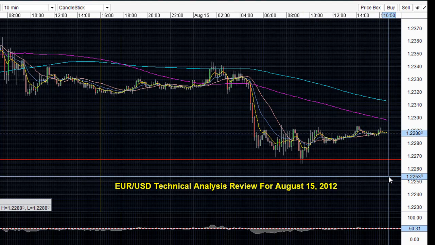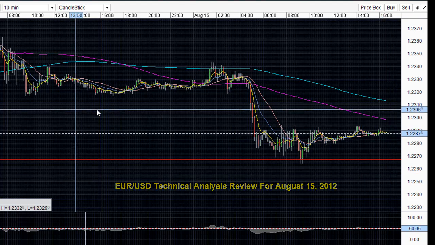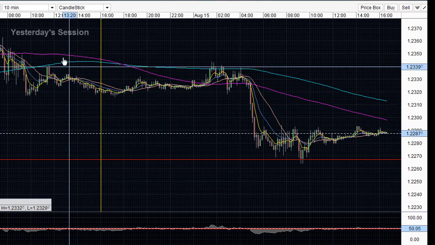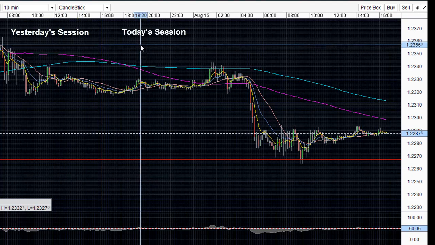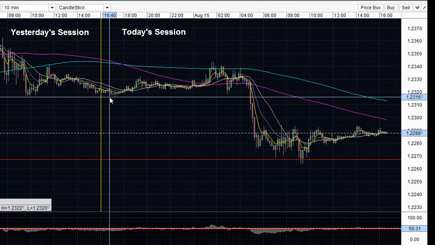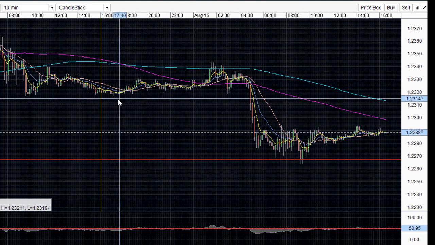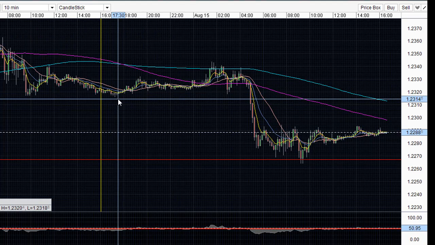Today is August 15, 2012, and we are currently looking at price action on the 10-minute chart. I have this yellow vertical line drawn in, dividing yesterday's trading session from today's trading session. As you can see, since the opening of the Asian trading session, and during most of the Asian session, price had been moving within a tight range.